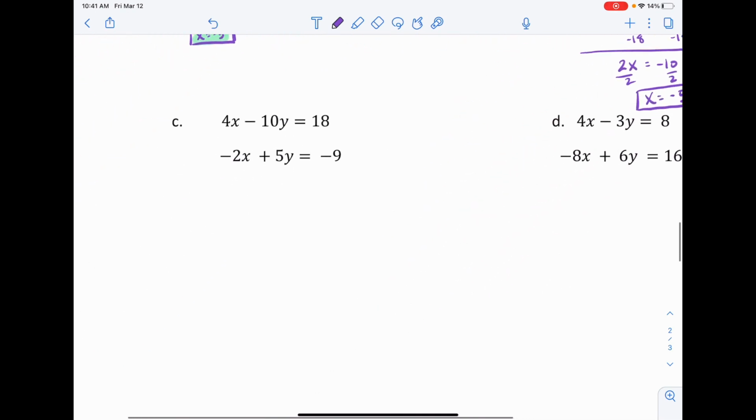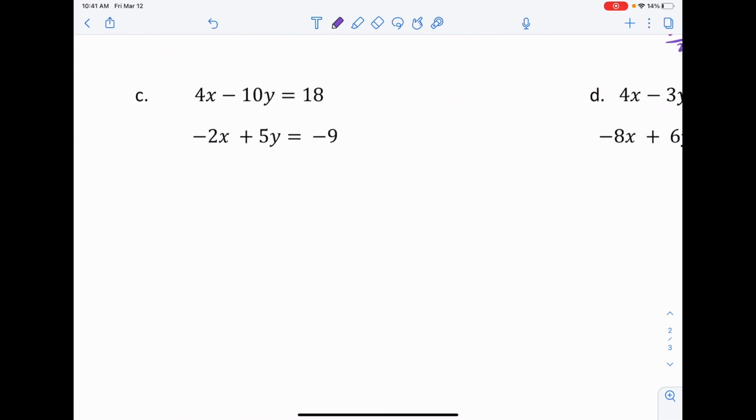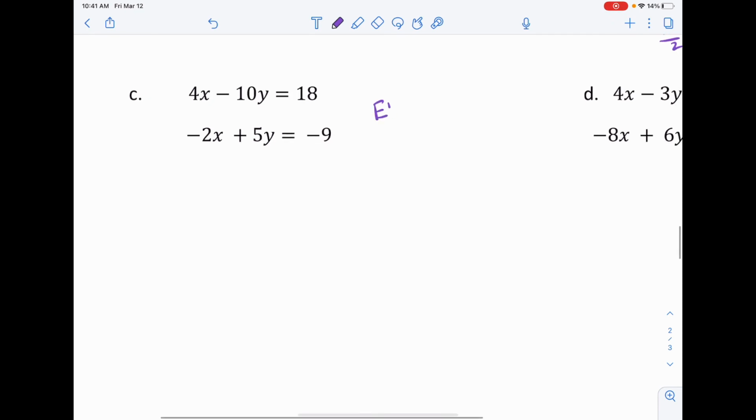Okay, let's look at this one. How about we do the elimination method one more time? Maybe? Yeah, we could do elimination method one more time. Then we'll do graphing for the last one. So again, I like to write them out.